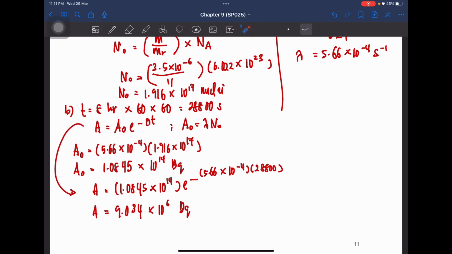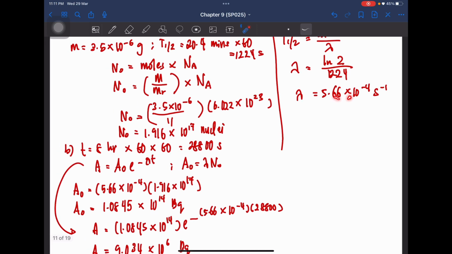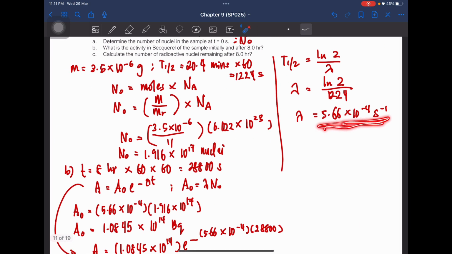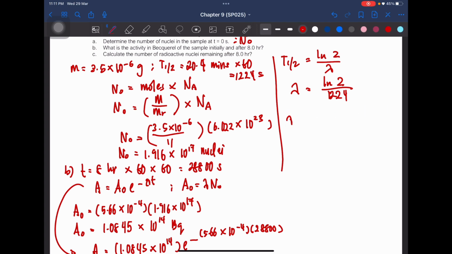Okay, so if tadi di sini kamu guna if di sini kamu ambil 4 decimal point, you should get 8.9 something lah. But this one saya pergi letak, should I use, I guess I'm just gonna kerja pa. Yeah, I think I'm gonna redo this one. So it's gonna be lambda 5.6630 times 10 to the power of negative 4 per second.